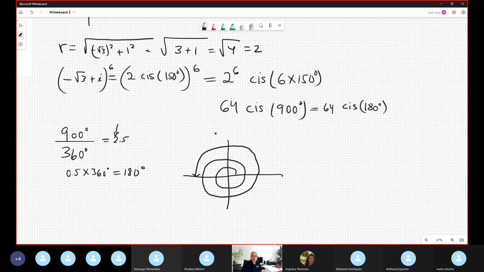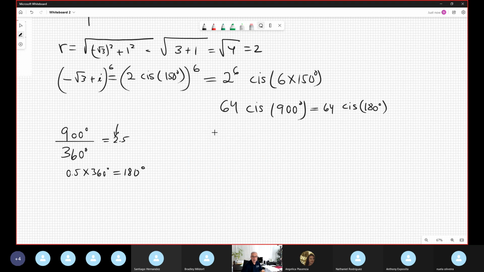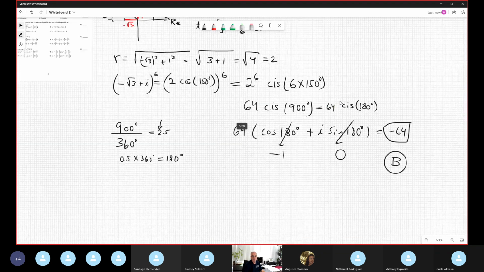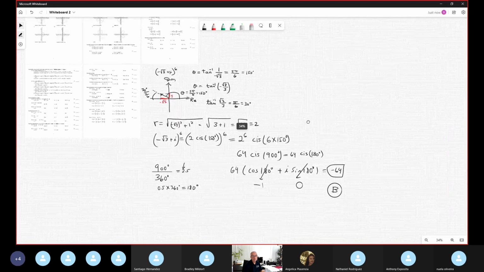So say now, 64 cosine 180 plus i sine 180. I know by memory cosine 180 is negative 1 and sine 180 is 0. The answer is negative 64 exactly, option B in the handout. Super good? Yes.